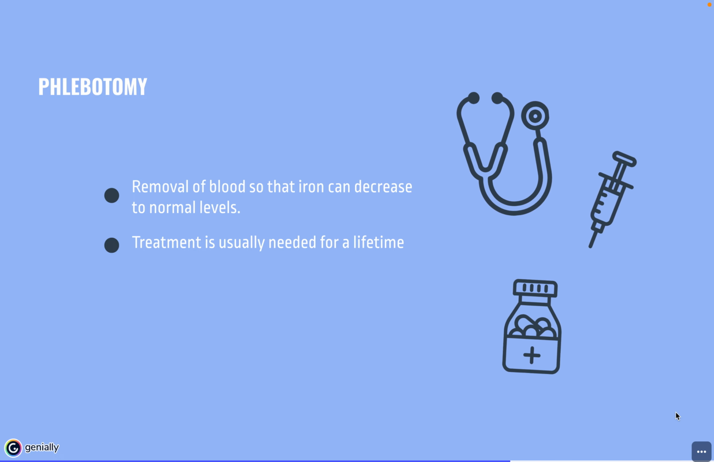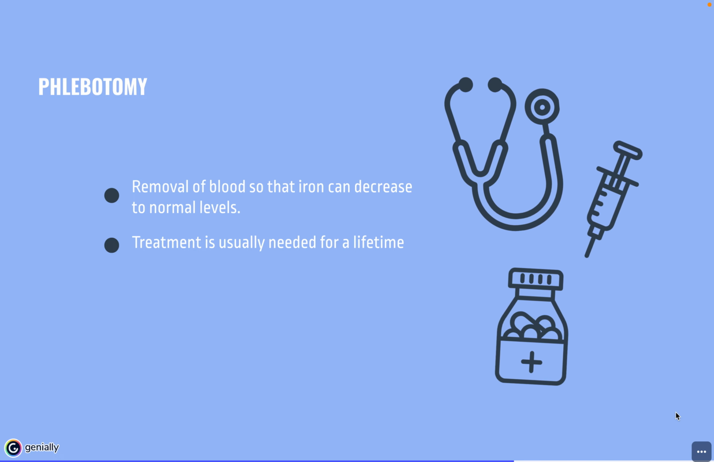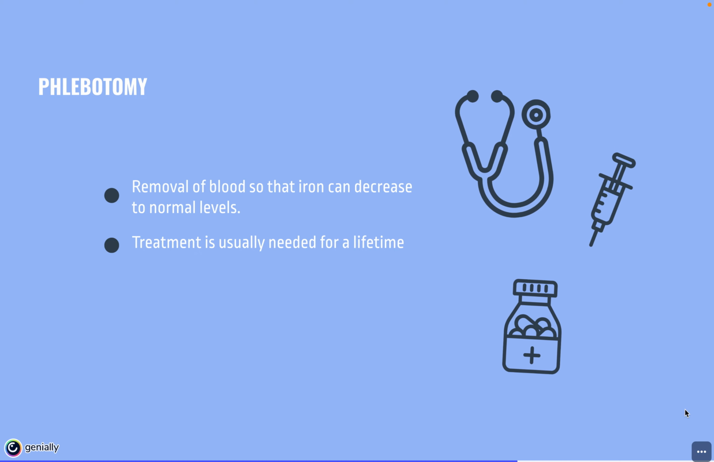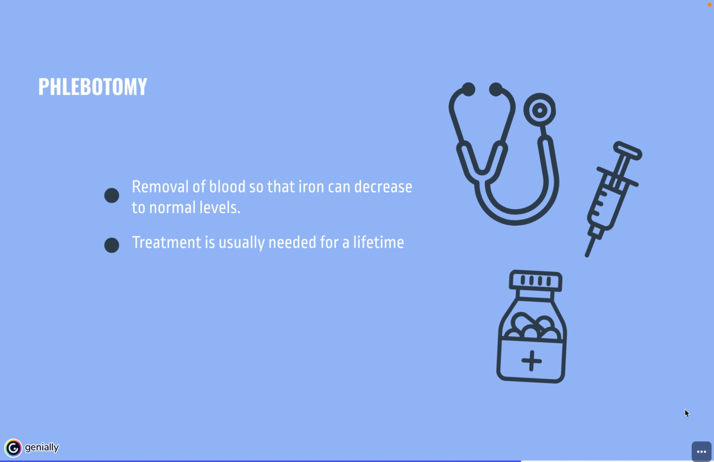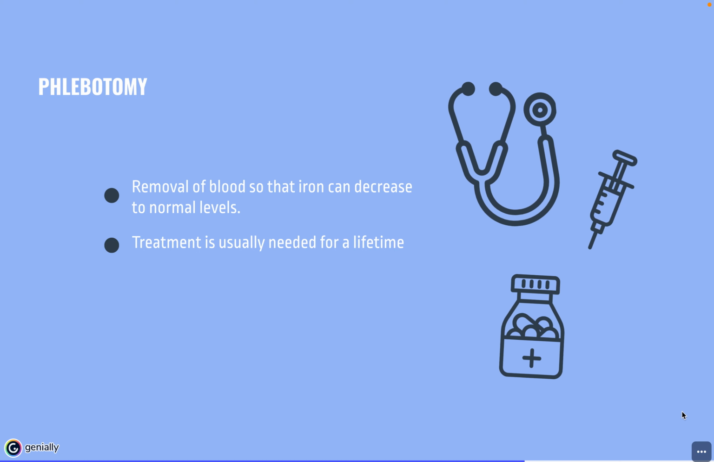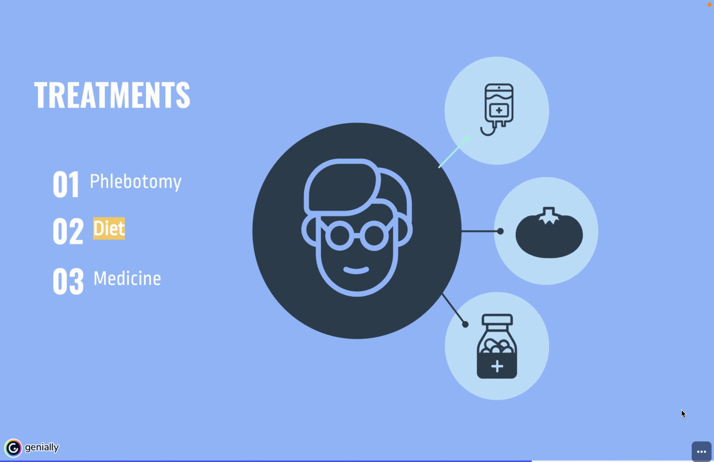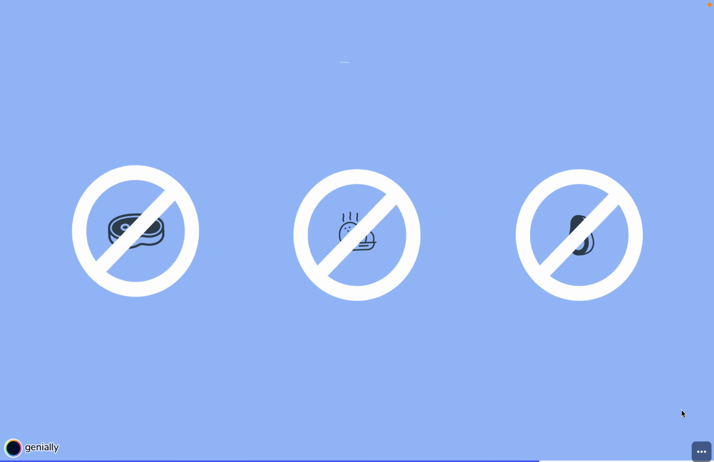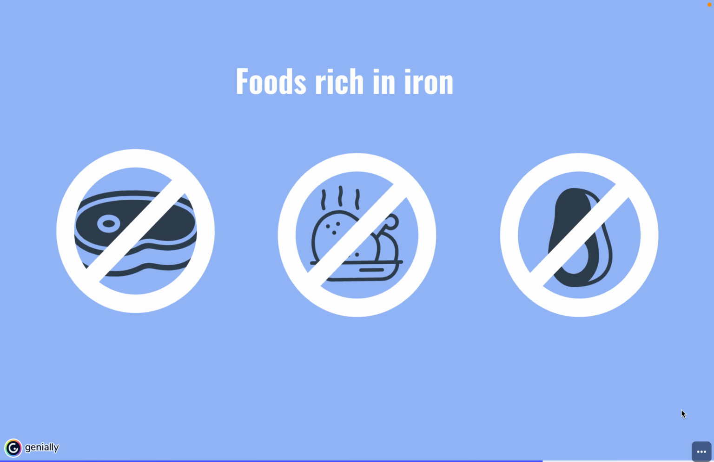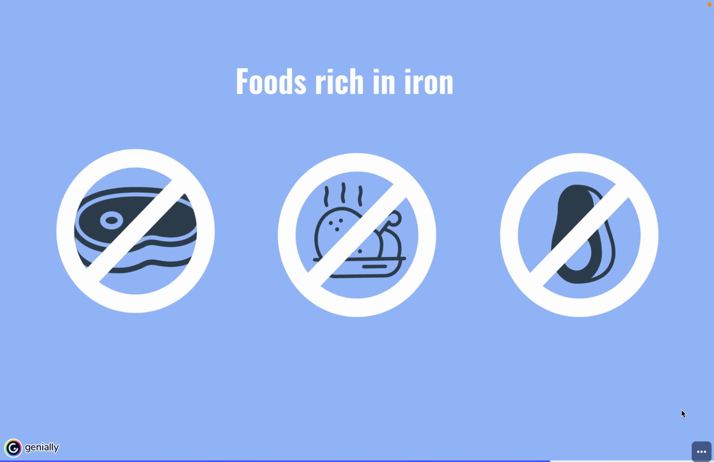One drawback to this treatment is that it must be carried out throughout the patient's lifetime in order to maintain stable iron levels. The second treatment of hemochromatosis is the diet. A person diagnosed with hemochromatosis must avoid food with high levels of iron, like red meat, beans, eggs, poultry, nuts, and dried fruit.